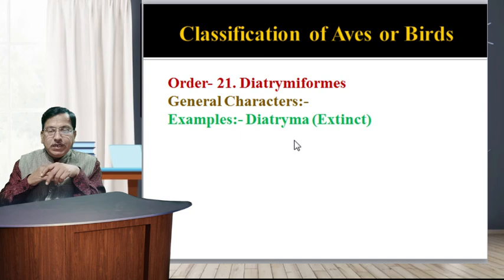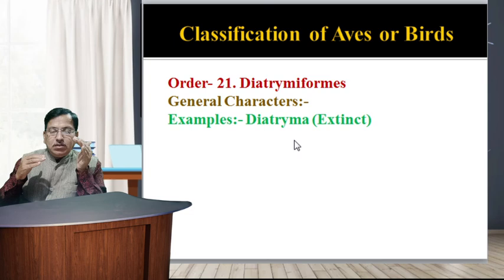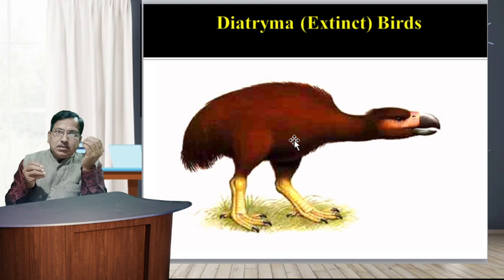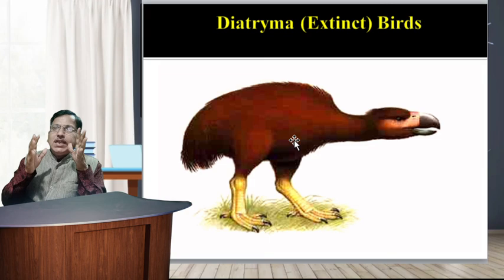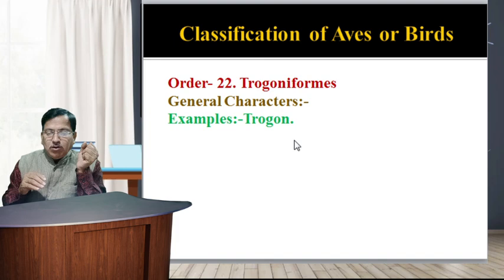Next, order 21 is Dinornithiformes. The general characters of this order: large flightless extinct birds, wings atrophied, massive head, beak and neck, foot bears four toes. Example is Diatryma, an extinct animal group. This animal is not present today; it is an extinct bird, like dinosaur remains, not in the world at the present time.